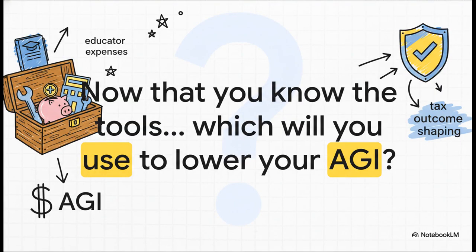Look, at the end of the day, these adjustments are your first and best tools for really shaping your tax outcome. From educator expenses to HSAs and those really powerful deductions for the self-employed, every single one helps reduce that all-important AGI. So the real question is, which of these tools are in your toolkit?